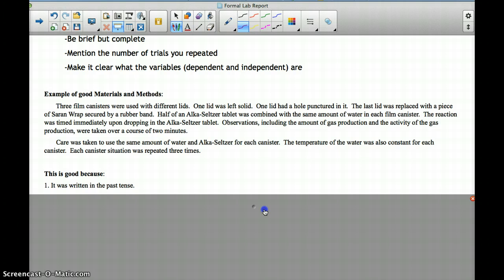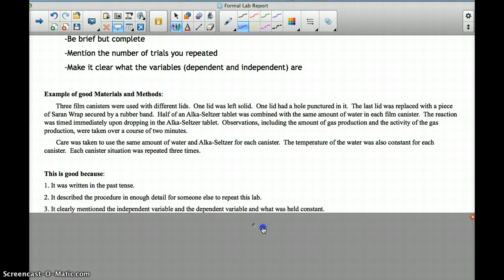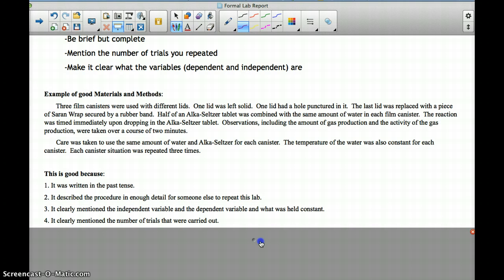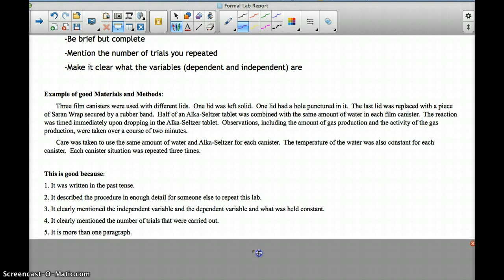Okay, so this is good because it's written in past tense. It has enough detail so somebody could repeat the lab. It mentions the independent variable and the dependent variable and what was held constant. And it clearly mentions the number of trials that were carried out.